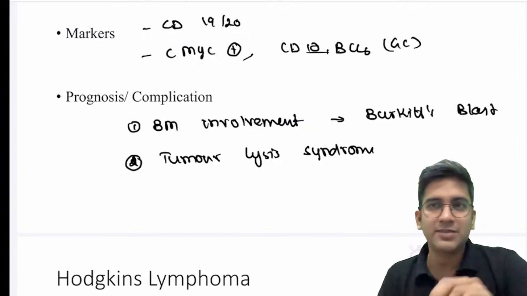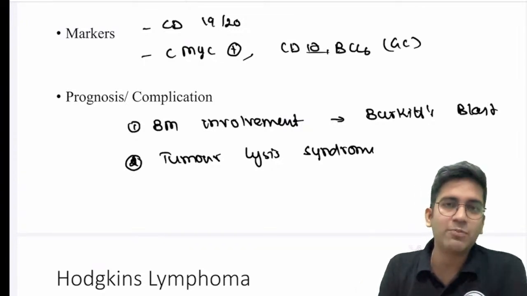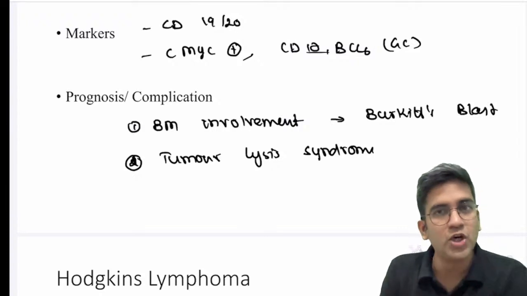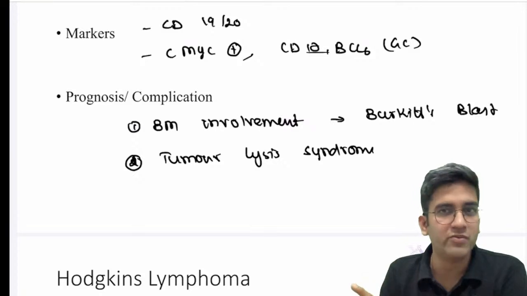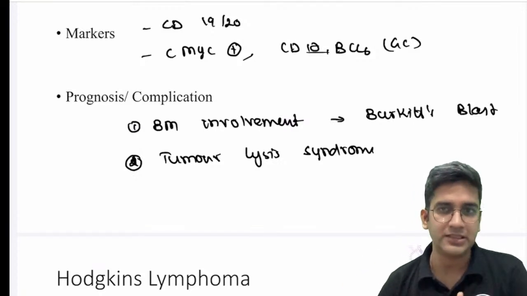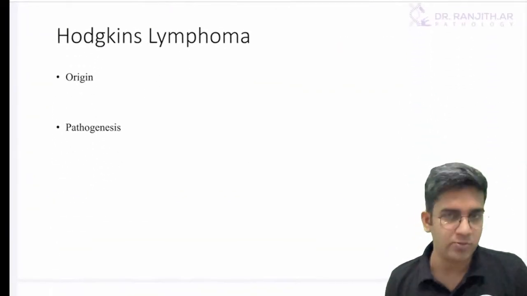There's always a misconception that if I write more, I get more marks. If you write correctly, you get more marks. If you're not sure about the tumor lysis syndrome features, just write tumor lysis syndrome. Because of very fast proliferation, a group of symptoms will be seen. That's enough, right? That's about Burkitt's. Let's come to Hodgkin's.